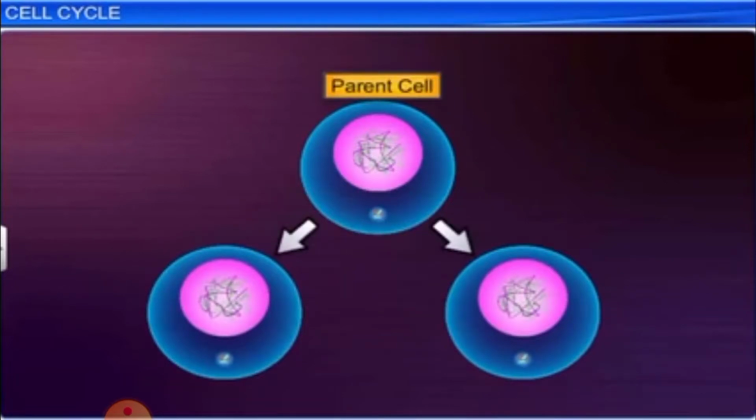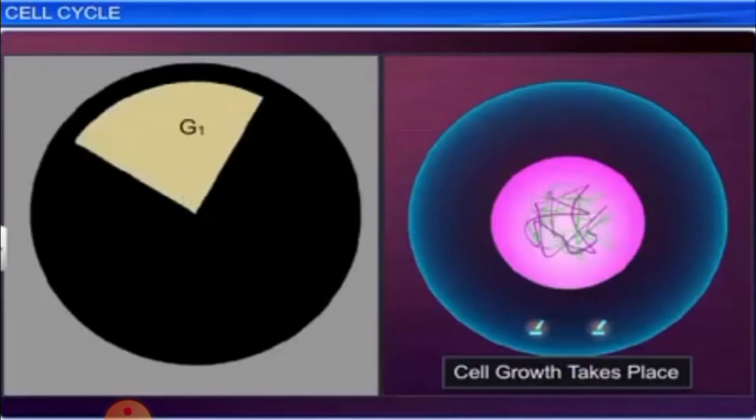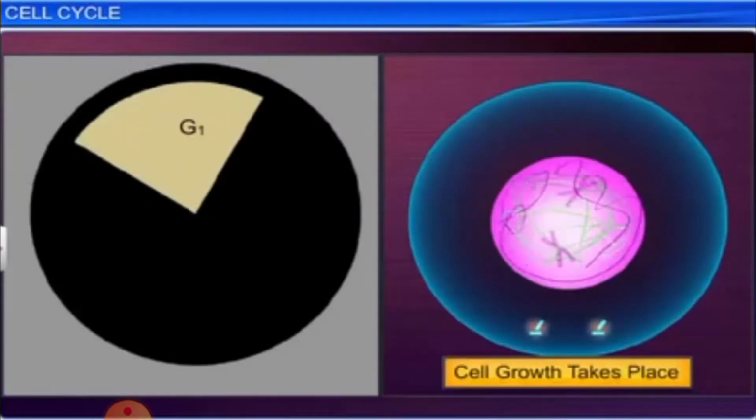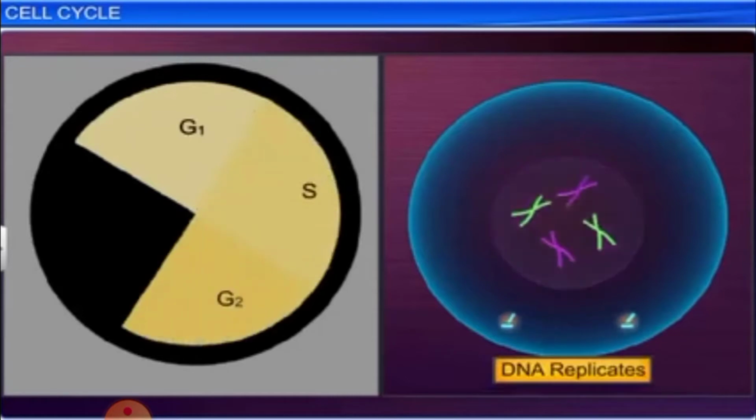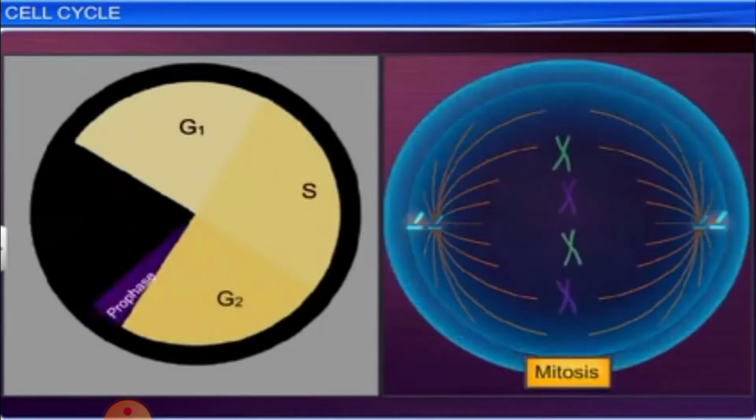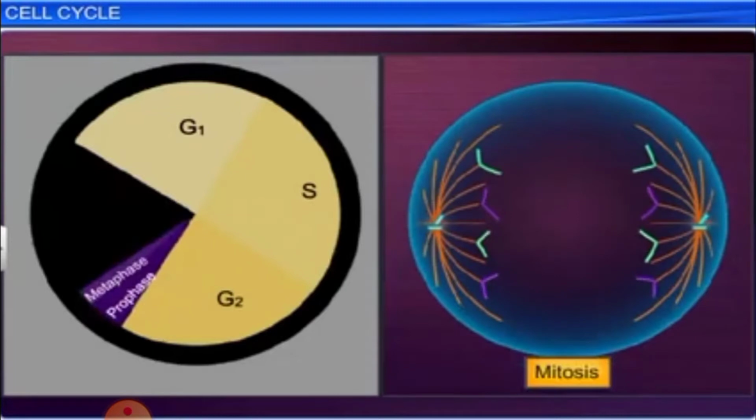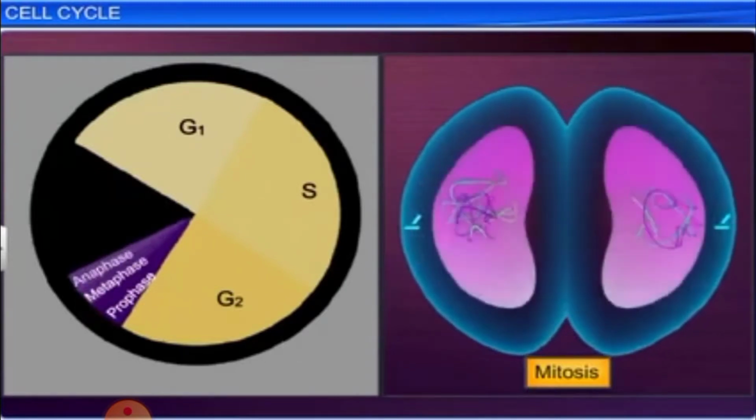Now, cell division is a very important process in all living organisms. The sequence of events by which a cell duplicates its genome, synthesizes the other constituents of the cell, and eventually divides into two new daughter cells is termed cell cycle.